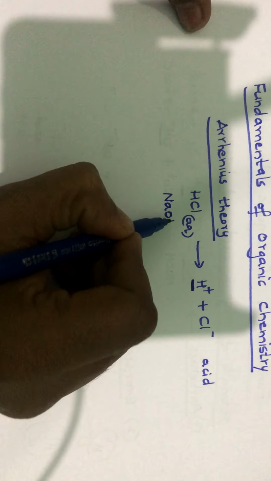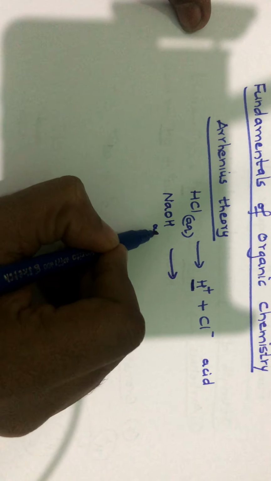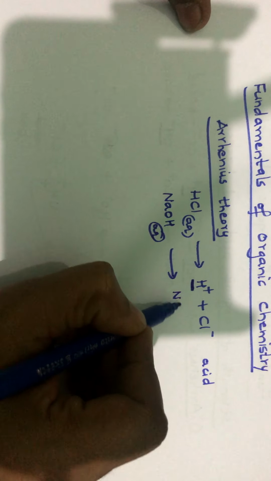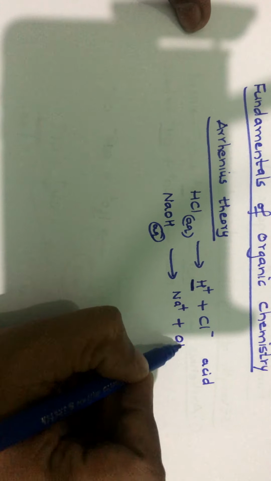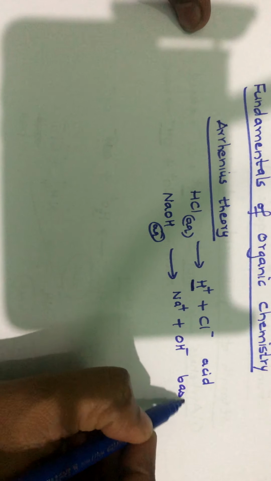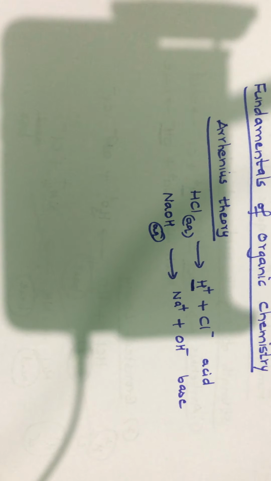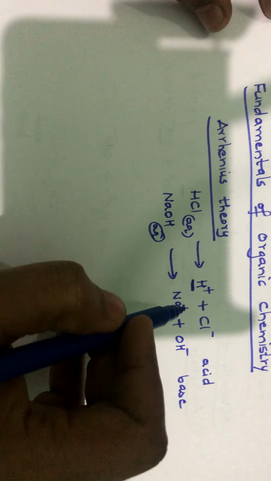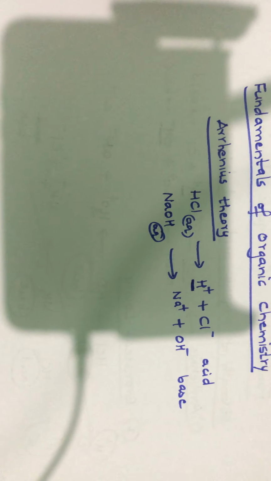According to Arrhenius, a base is a substance that produces OH minus ion in aqueous medium. If you take NaOH and drop it into water, NaOH dissociates to give Na plus and OH minus ion. So hence NaOH is a base. So HCl is an acid, NaOH is a base, because HCl produces H plus ion and NaOH produces OH minus ion.